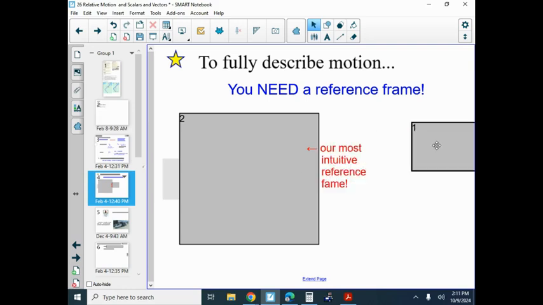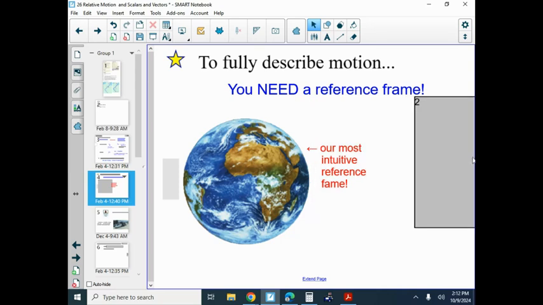The most intuitive frame of reference for us as human beings living on planet Earth is planet Earth itself, right? So are you at rest or moving relative to planet Earth? That's the most fundamental one we tend to think of.